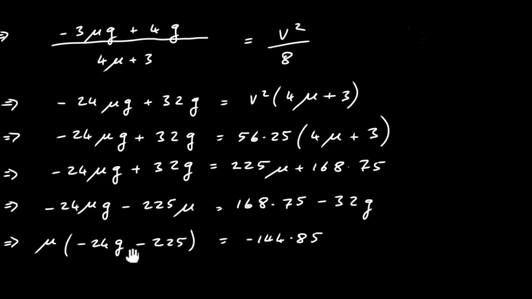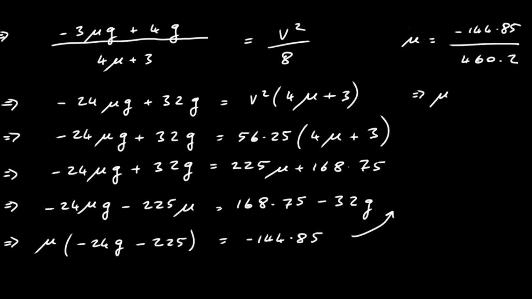The last thing I've got to do is just divide across by this here. So I'm going to do that up here, come up along this way. So you get mu is equal to minus 144.85 all divided by 460.2. So just multiply that out and add them, multiply these two out and subtract that, you'll get 460.2. So that'll finally give me a mu then of 0.31475 and so on. That's really my answer there.